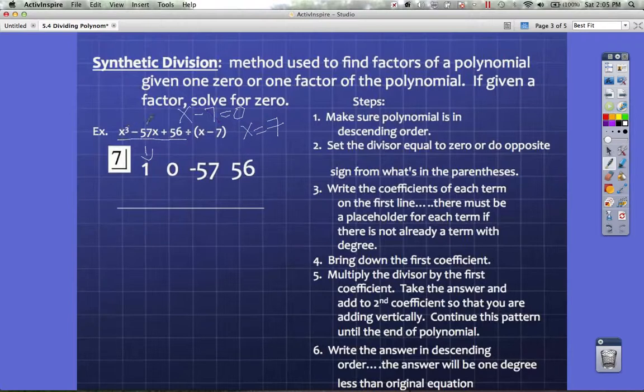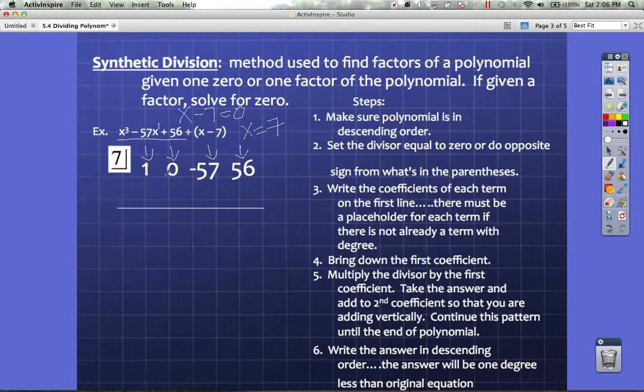I didn't have a second degree, so I put a 0. Then I have a negative 57x, that's a first degree, so then I'm going to put my negative 57, and then 56 is positive, and that's just a constant. Once you have your coefficients there, then you can go ahead and start the process. But remember, if it doesn't have a degree for every single place, you need to put a 0. So this is 3, 2, 1, 0 degrees. And that's the way I always double check mine. I always go back and go 3, 2, 1, 0.